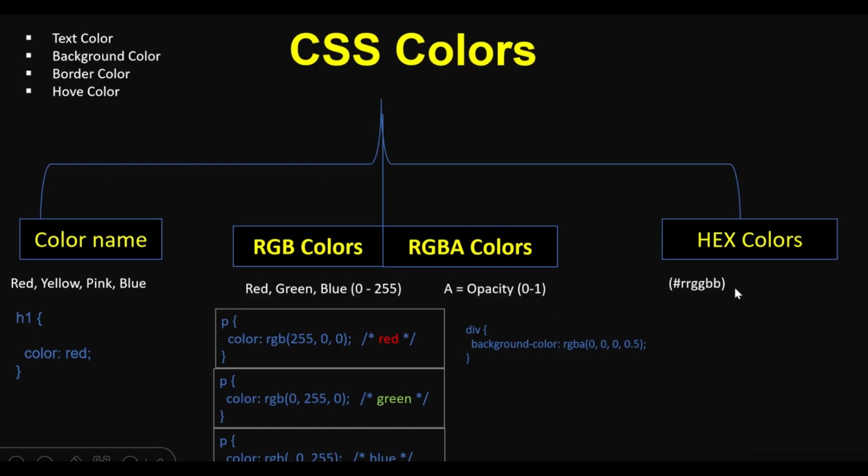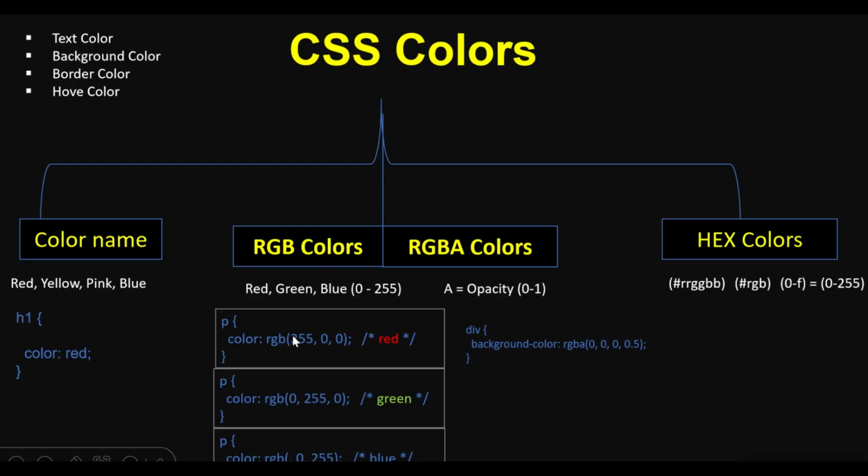But here is the mix. You can also write in the single form, like single digit. This is 6 digits: double digit R, double G, double B, 6 digits. This is the short form, that is 3 digits. And here the values move from 0 to F.